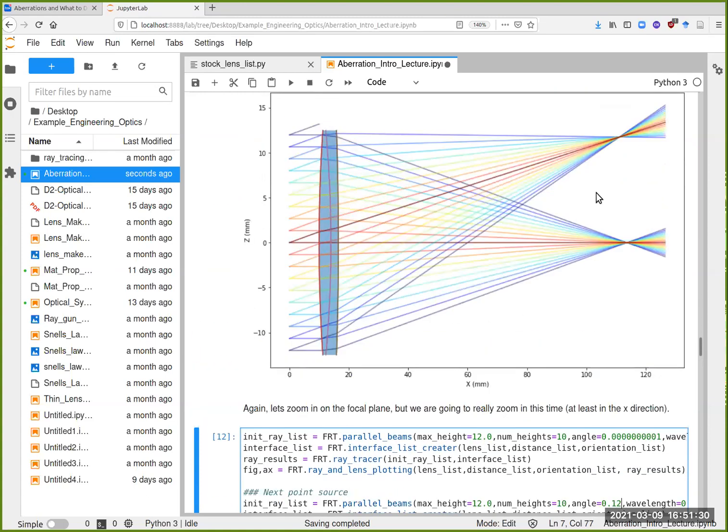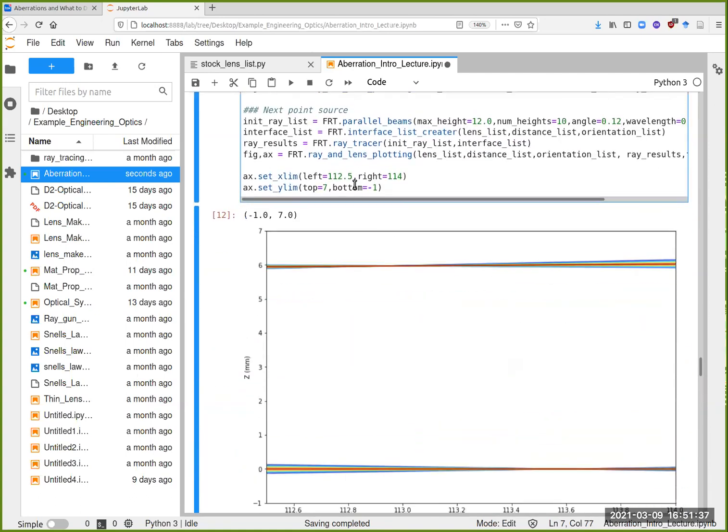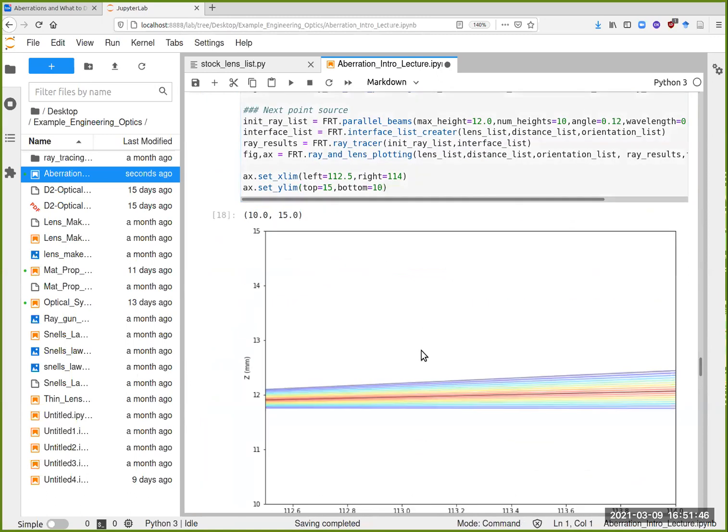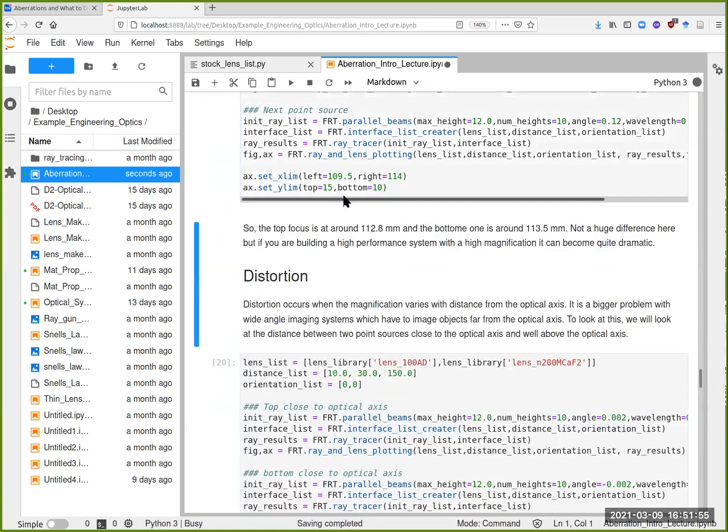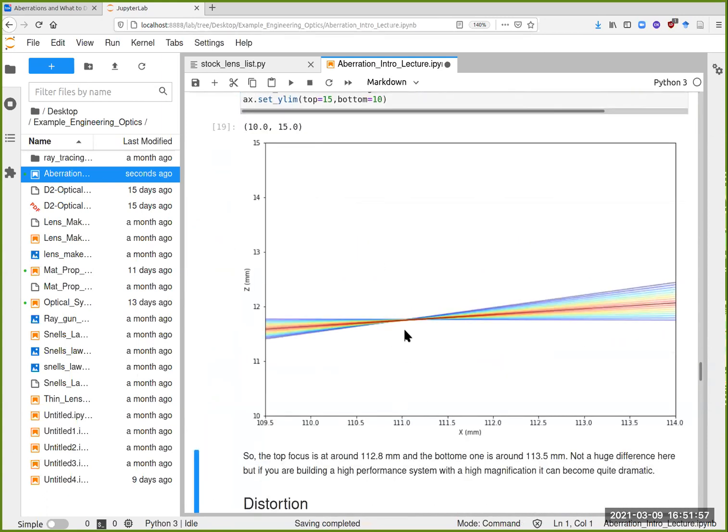And we're gonna have to move our window up to go between 10 and 15 should be fine. So let's go top is 15 and the bottom is 10. Oh, not quite fine. All right, we have to move left. Let's make this 109. There we go. So now we can see it. And our focal point has moved to 111 millimeters.